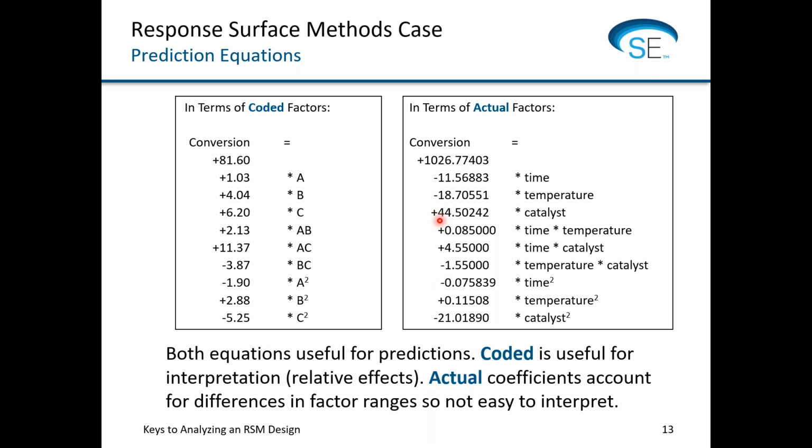The actual coefficients are nice because they are in the actual units that you experimented in, but they account for differences in the factor ranges, so they're not easy to interpret. You can't easily understand these coefficients, so just don't try to interpret them. If you need something that people would interpret, then you must use the coded equation.